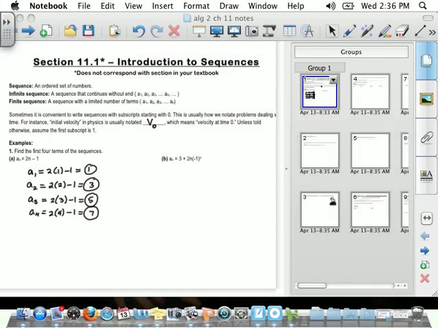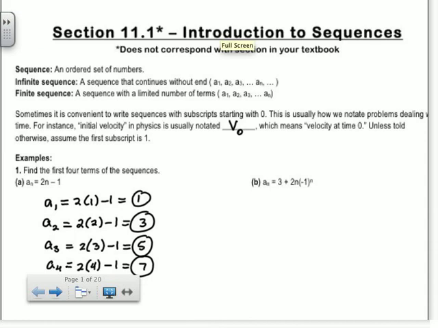Did anybody get all 4 numbers? What was A1? No, I heard 1, I heard negative 2. So let's see. I have 3 plus 2 times 1 times negative 1 to the 1. So do your exponents first, remember order of operations. Negative 1 to the first is negative 1, times 1 times 2 is negative 2. And then I have 3 minus 2. So I think you just forgot the 3 part. So you should get 1.